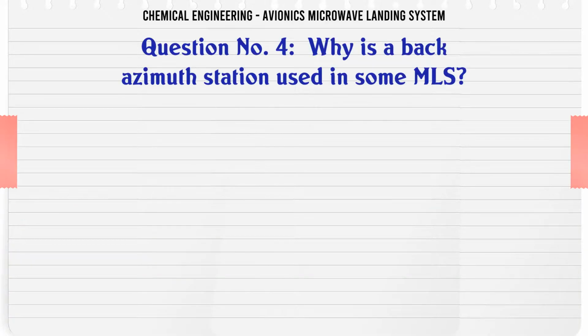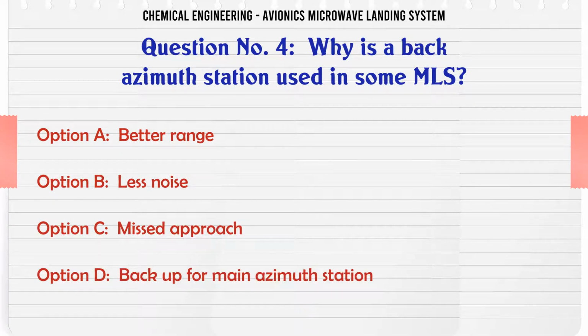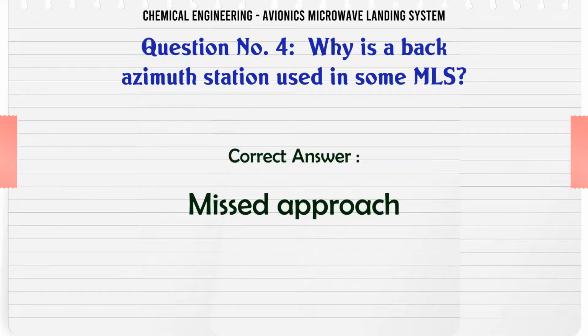Why is a back azimuth station used in some MLS? A, better range. B, less noise. C, missed approach. D, backup for main azimuth station. The correct answer is missed approach.